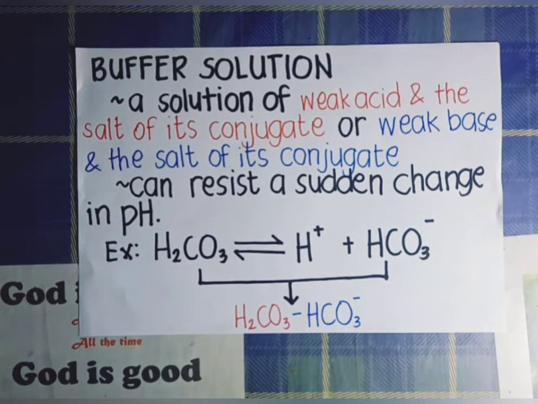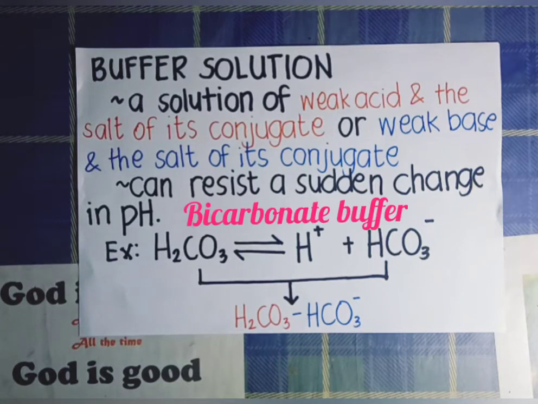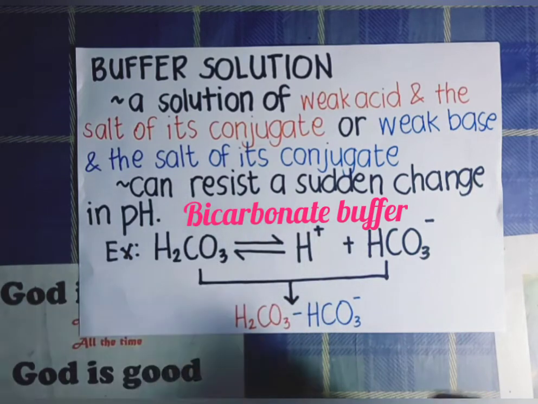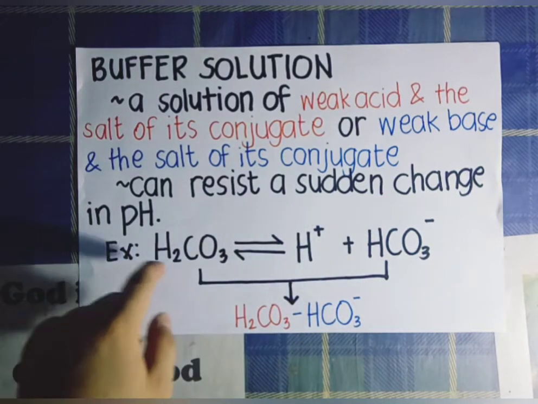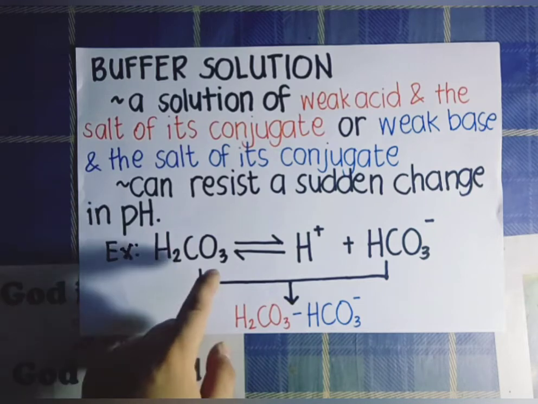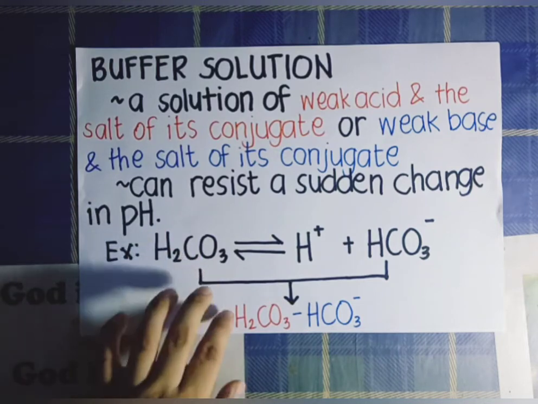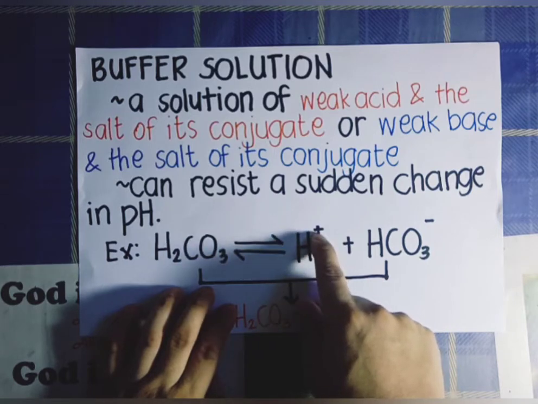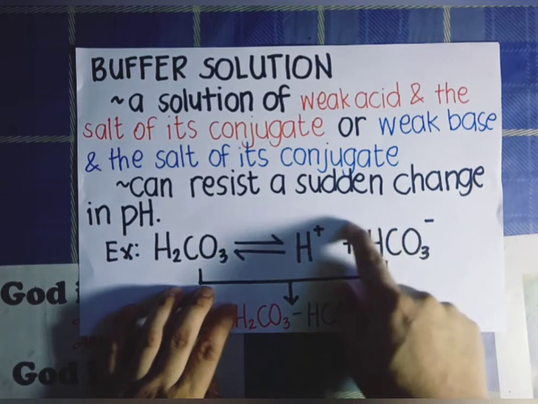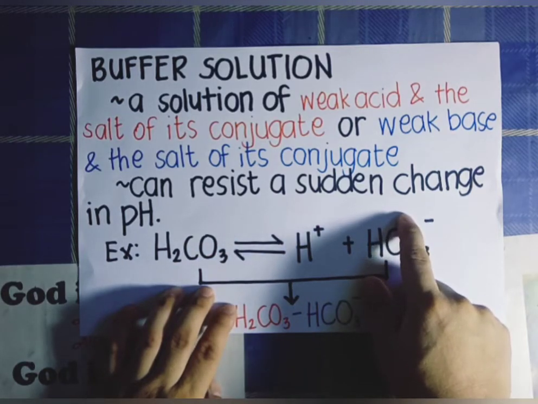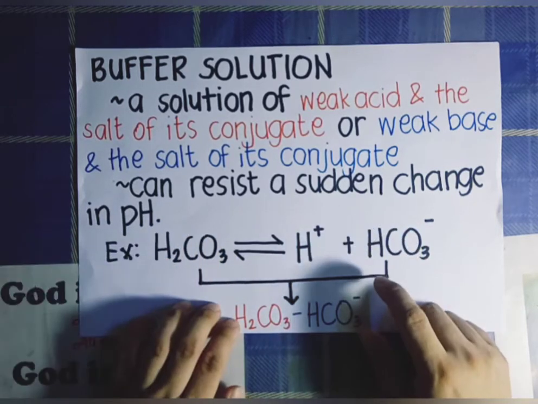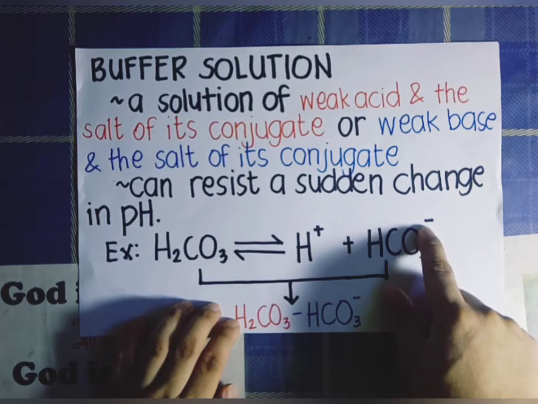In fact, in our blood, we can find a buffer solution known as the bicarbonate buffer. Okay? This is actually an equation that shows a bicarbonate buffer. We know that carbonic acid is a weak acid, and once we dissolve this one into water, it will create positively charged hydrogen and negatively charged bicarbonate ion. Our weak acid here is carbonic acid. Our conjugate base here is bicarbonate ion.